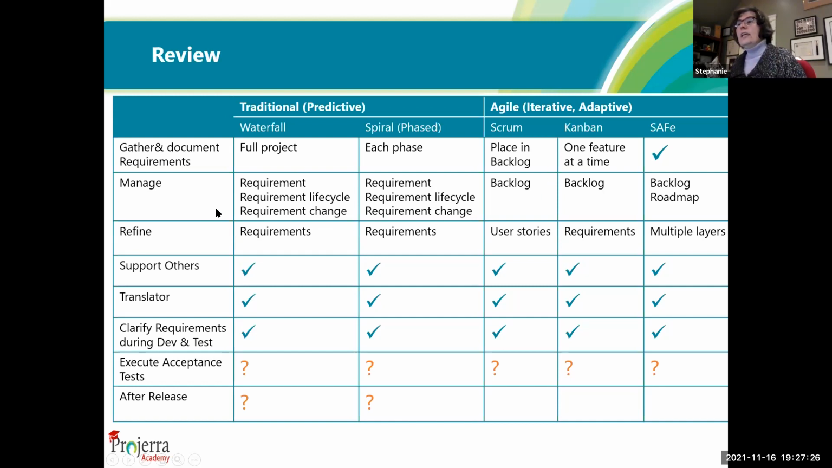As a BA working in the traditional space, you're managing the requirements and the requirement life cycle and requirement changes. When you're working in the agile space, it's called a backlog. It's still requirements, but you're just focused on backlog and it's prioritized. When you're in SAFe space, you need to be thinking about the roadmap and where things are going and how they all fit together. Stuart, you had a question.